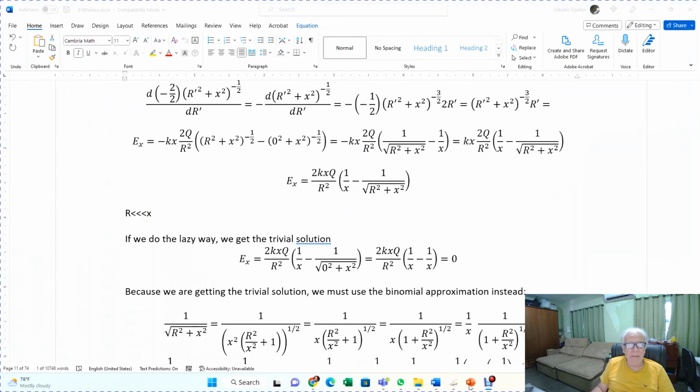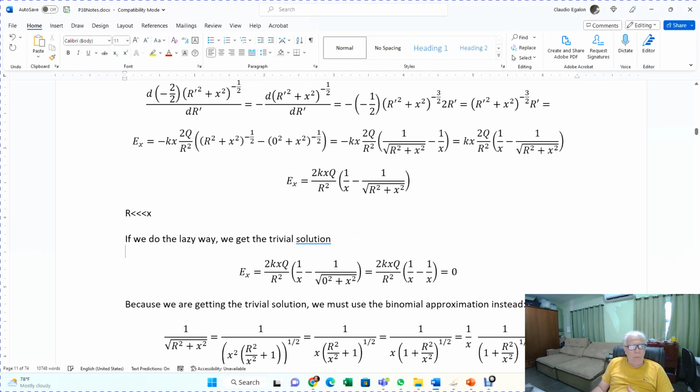So let's do the math. For R much smaller than x, there are two ways. The lazy way, like we have been doing before, is just putting the big R as 0. If we do that, we do not get the result that we want. We get the 0 result. If something like that happens, that's because we're doing something wrong. That's the so-called trivial solution.